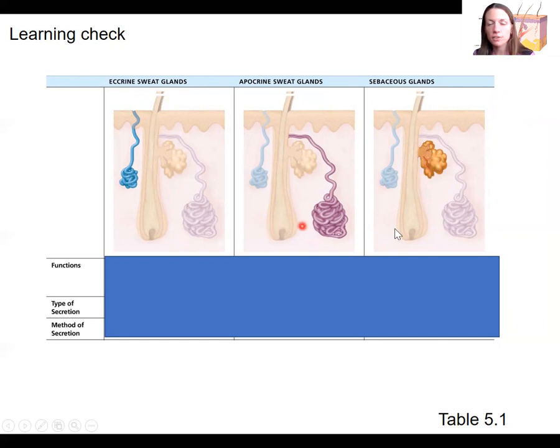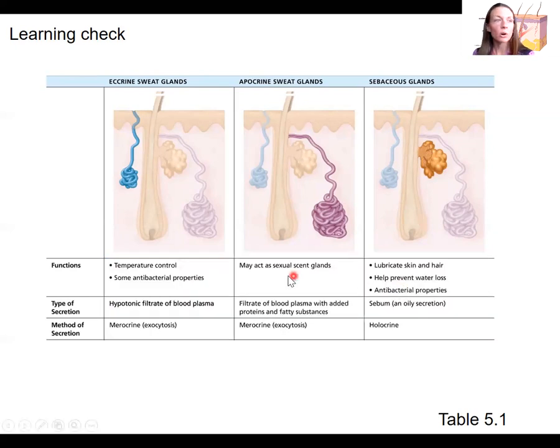What is the function of each of these sweat glands? What type of secretion? And by type of secretion, I mean what is the secretion itself, what is the secretion made of, versus method of secretion. That's going to be that mode, in terms of merocrine, holocrine, for example. So pause the video to do this. All right, so I'll let you go through this. Again, this is the one that you've got to remember. Apocrine sweat glands do not use apocrine mode of release.